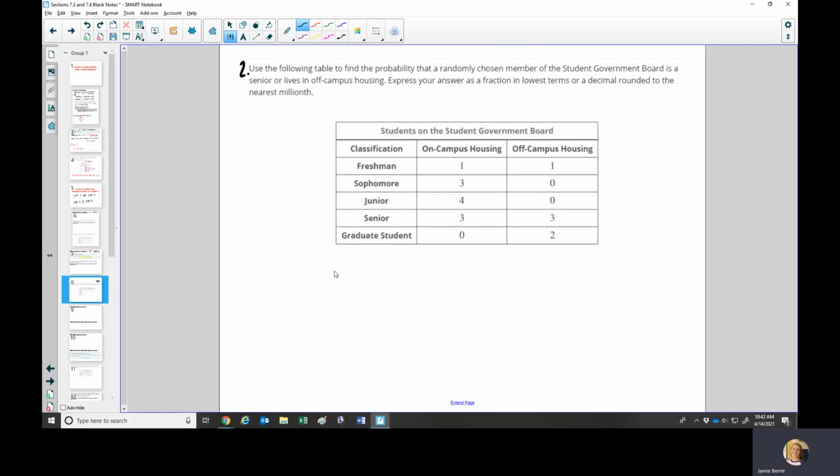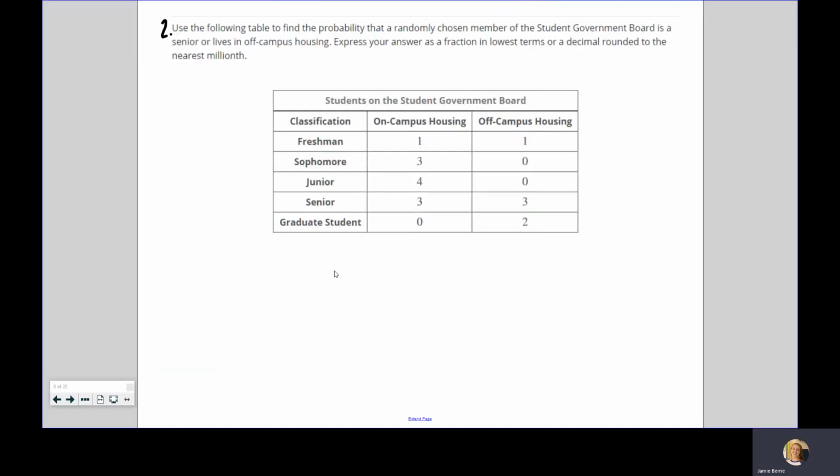Okay. So I'm actually going to do this one first, and then I'll come back and do that one about the aardvark, the word aardvark. All right, so it says, use the following table to find the probability that a randomly chosen member of the Student Government Board is a senior or lives in off-campus housing. Express your answer as a fraction in lowest terms or a decimal rounded to the nearest millionth.